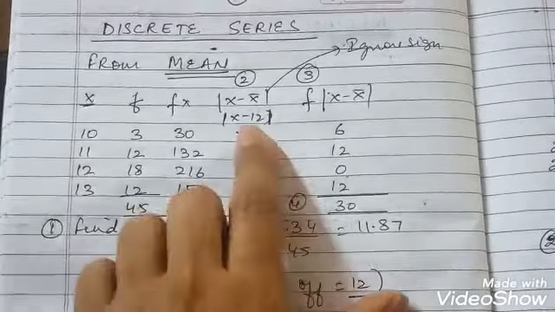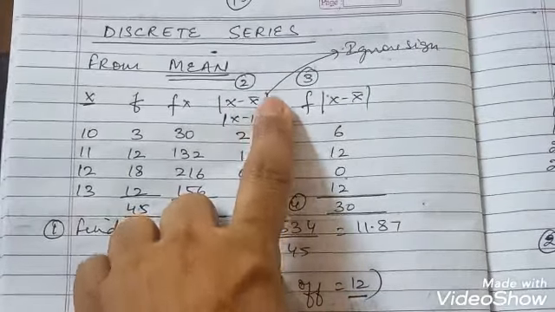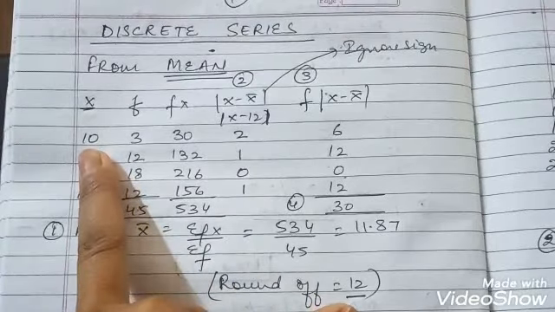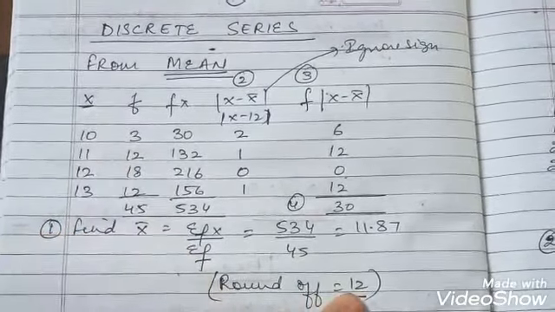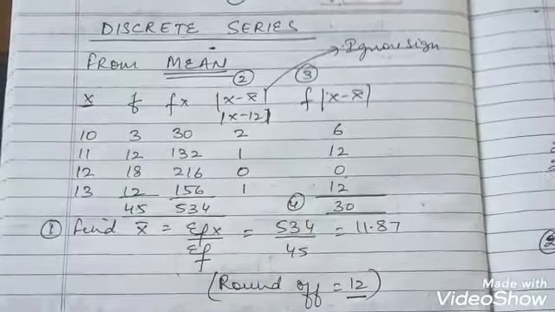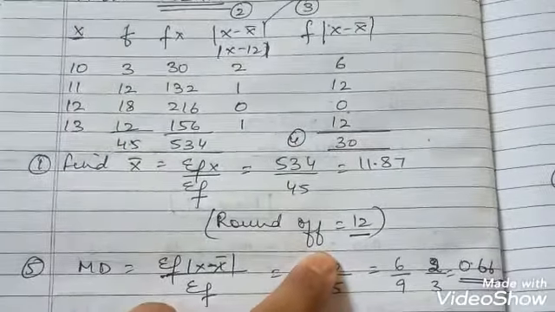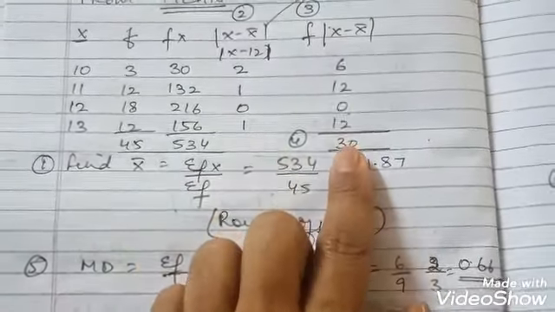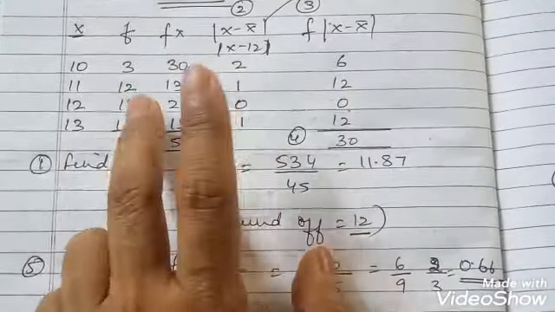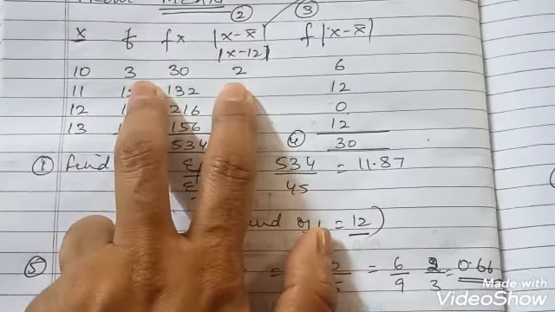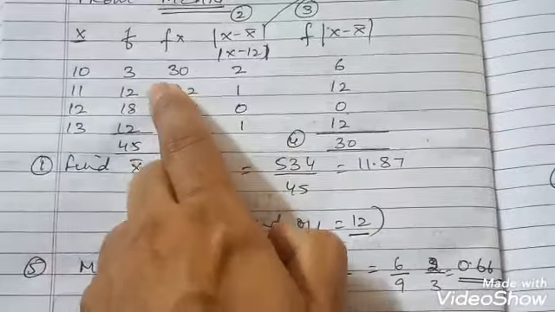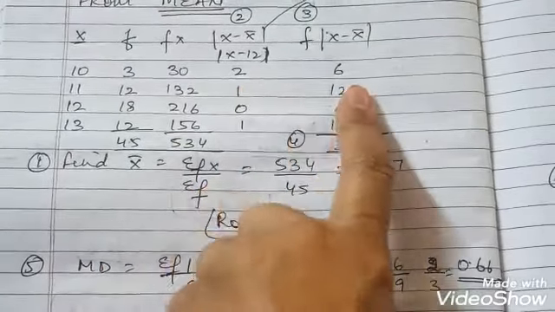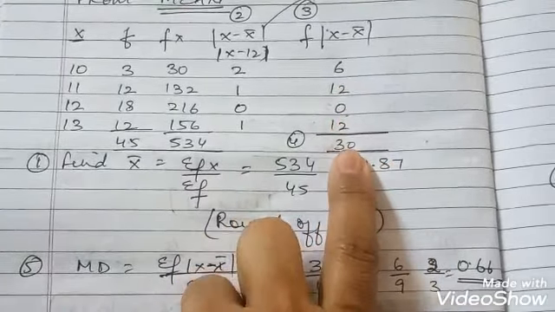So now we take the deviation in the second step, modulus of x minus x bar. Your x is 10 and what is your mean? 12. So 10 minus 12, which is 2. 11 minus 12, which is 1, and so on. So you've got your deviations, ignore the sign. Here you have one more step: you will multiply each deviation into f, the frequency. So you get f into modulus of x minus x bar, which is 6, 12, 0, 12.